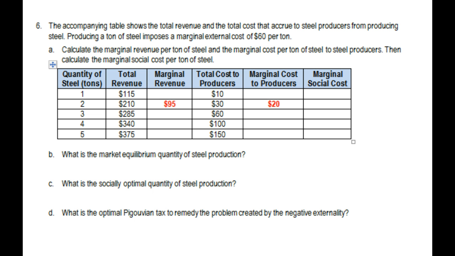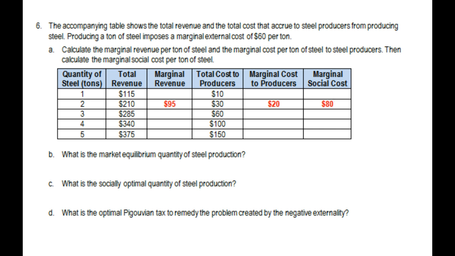And to figure out the marginal social cost, that is the total cost. So that is the $20 cost to the producers plus the $60 cost that is to society through externalities, the negative externality. So that makes this $80. So you can continue this problem using that logic and fill out the rest of part A.